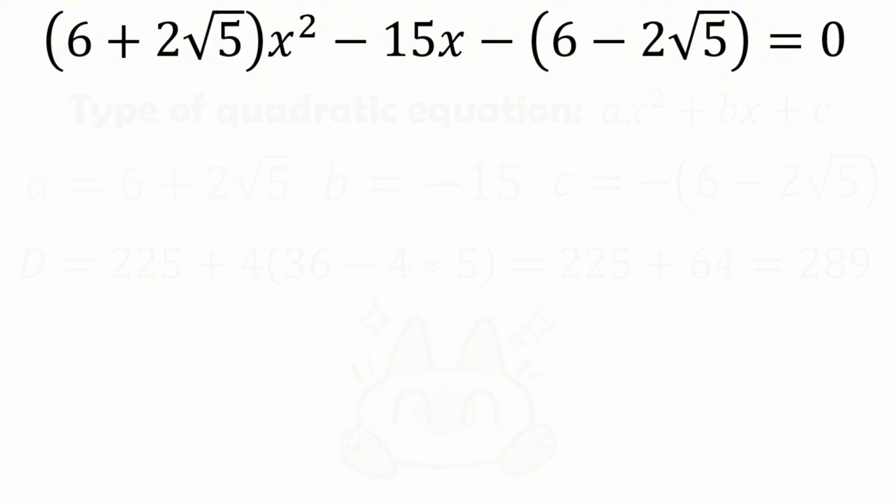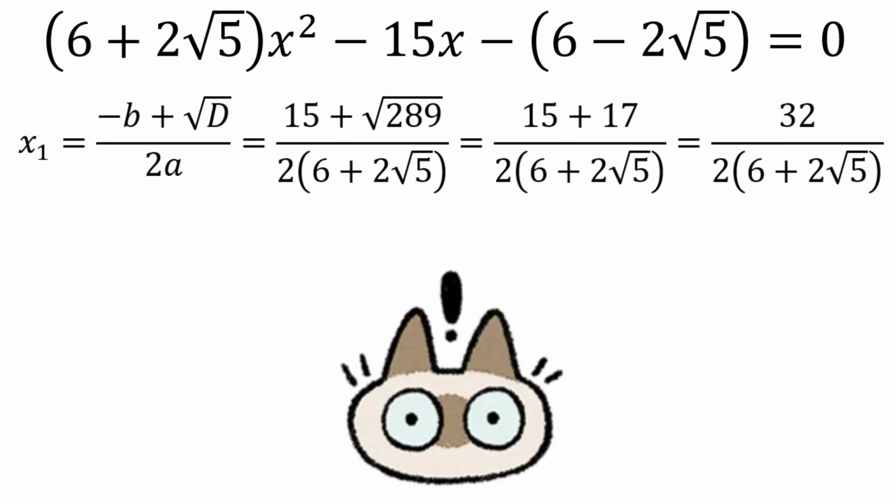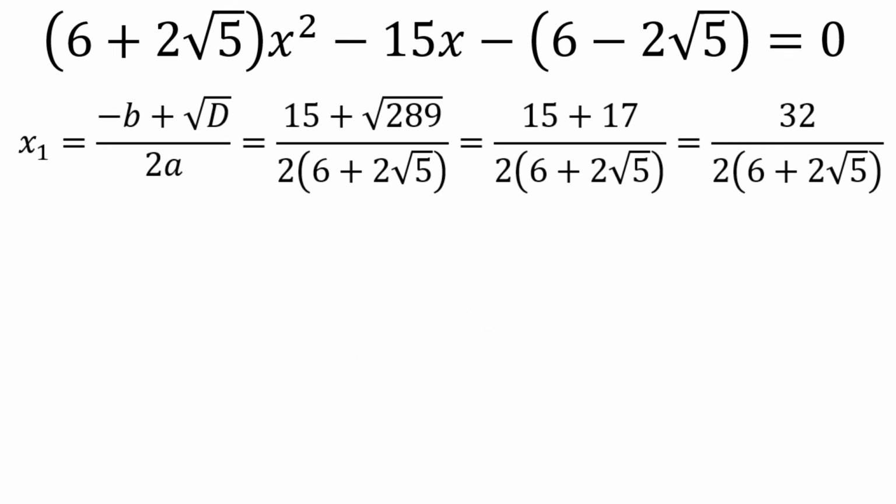Now we need to find two roots using the discriminant. Using this formula, we need to perform some complex calculations to arrive at the final answer. Let's start with the first root. We performed a couple of transformations and arrived at the following example.